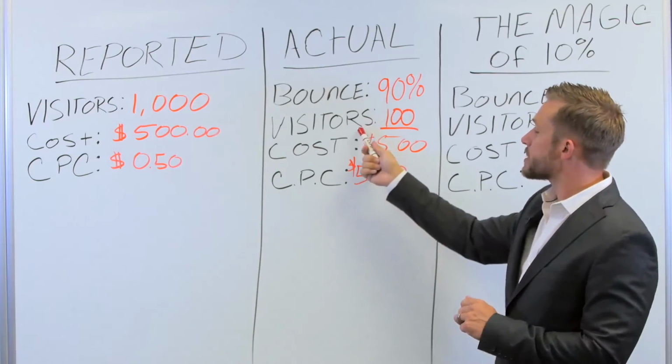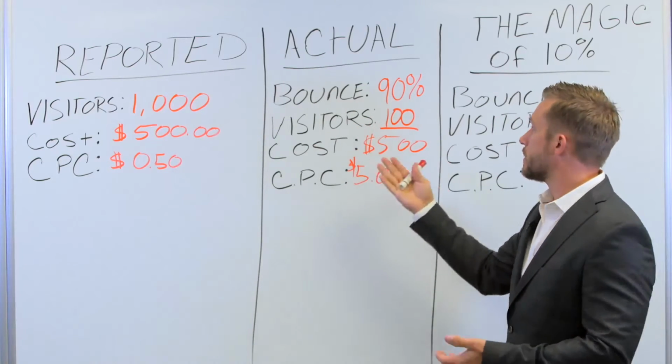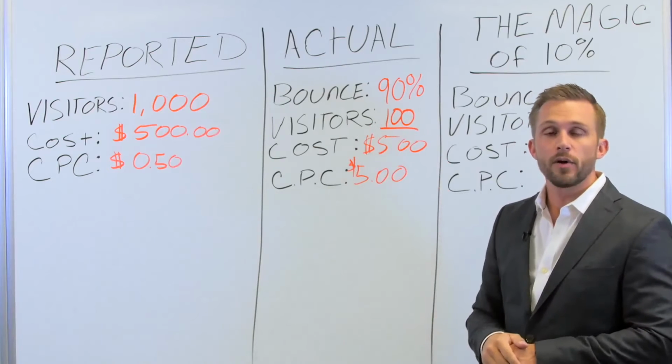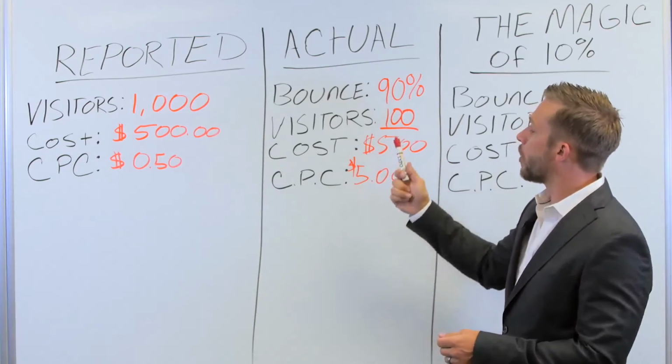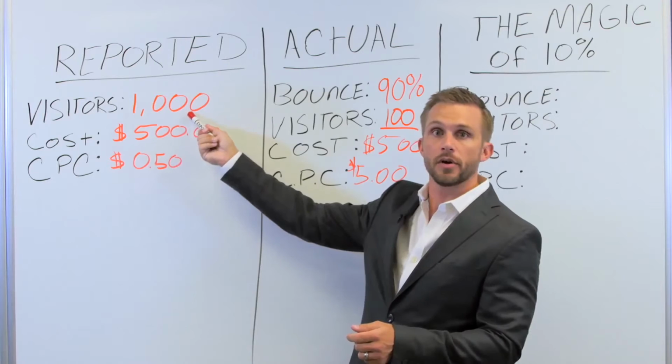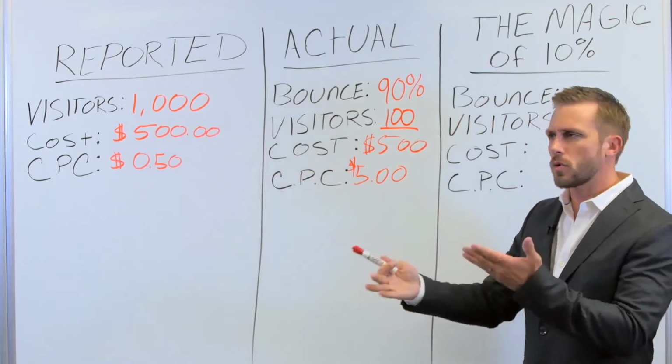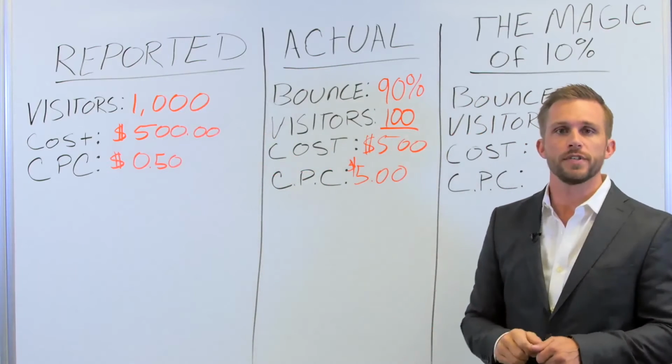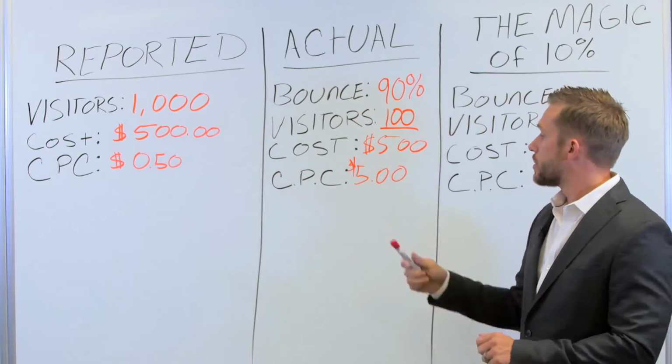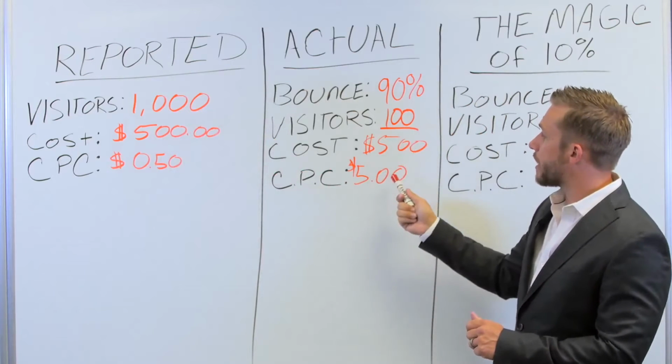And your conversions, your sales, let's say you get one sale, that's a 1% conversion, okay? Well, 1% should have been 10 sales, okay? But you wonder, what's wrong? Well, because 1% of your actual visitors is what you got, okay? So this is not very good, right?